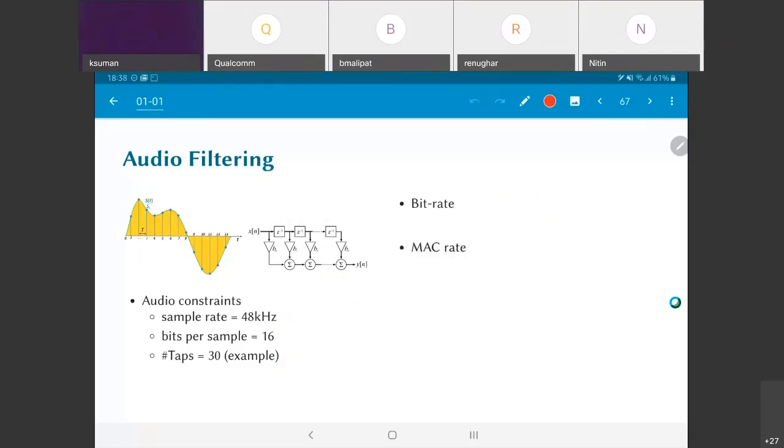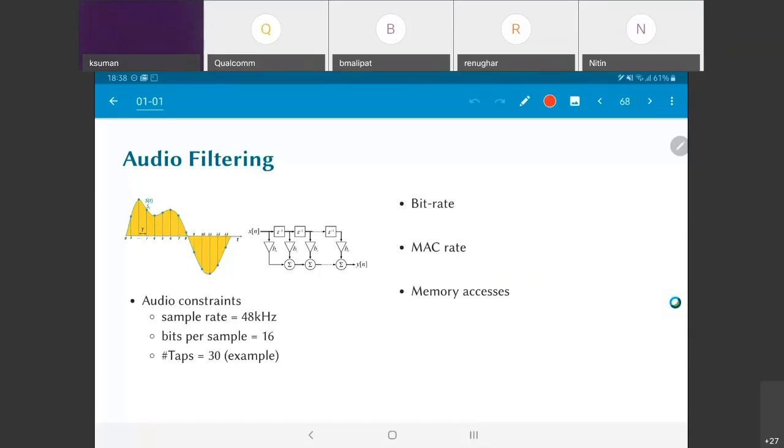How many computations? This is the actual computation rate. The computation rate becomes 48,000 multiplications per second times each output. The simplest way to look at it is, in order to generate one output, I need 30 multiplies, and I will be generating 48,000 outputs per second. So 48,000 times 30 is the number of multiply accumulate operations that are going to get done. This is still roughly less than a million multiplications per second.